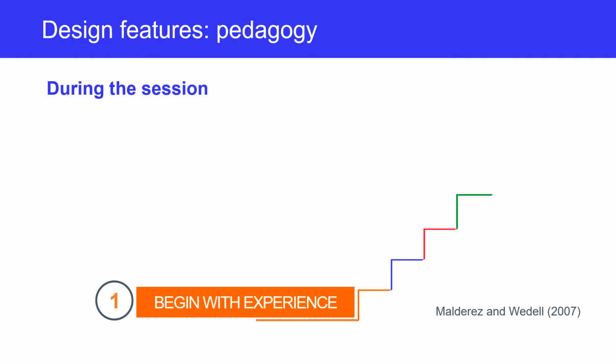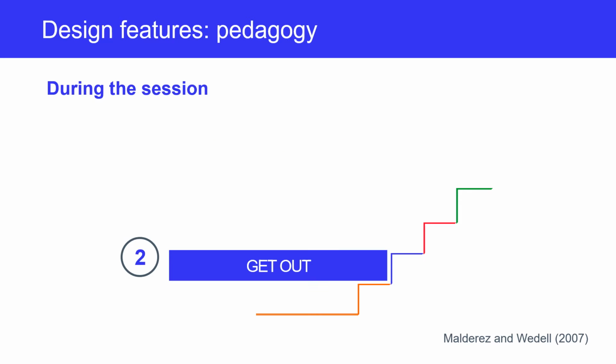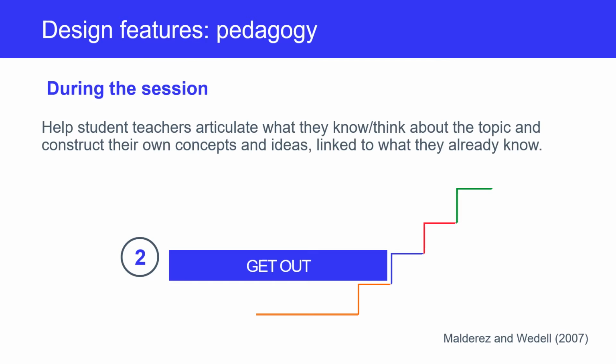Beginning with experience is about helping the student teachers to relate the topic of a particular stage in the session to their own experiences, either as learners or participants in the community where they live, or as a student teacher in their placement school. The second stage is called Get Out, and this is about supporting student teachers to articulate what they know or they think already about the topic in question, and to construct their own concepts and ideas linked to what they already know.